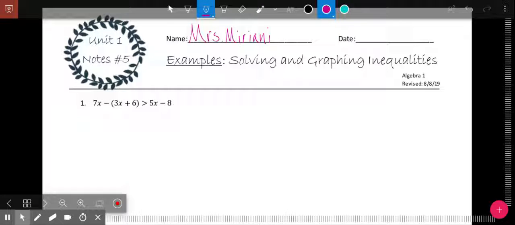So today we're going to be looking at solving and graphing inequalities. So we're going to look at a few examples to go with those. Okay, so make sure if you have any questions about these or you think I'm going too fast, hit pause, ask a question, do whatever you need to do.